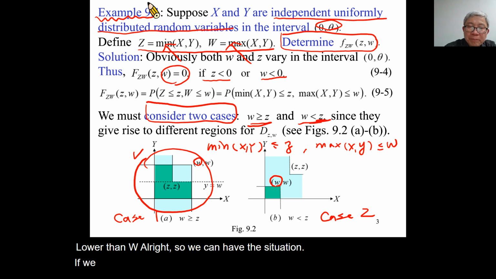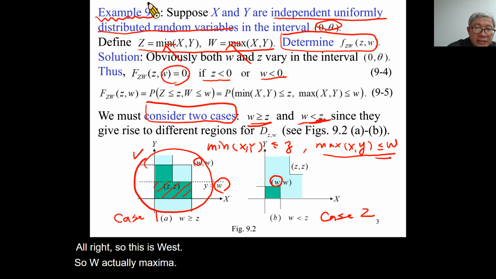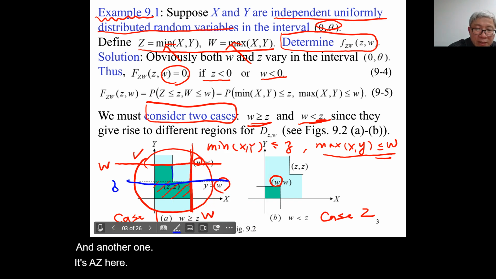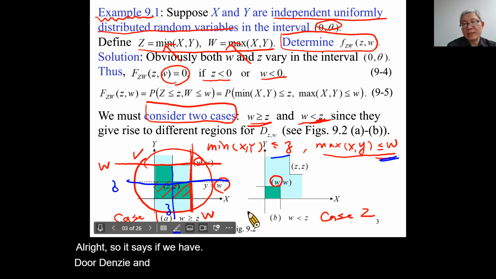Alright, so we can have the situation where we have the region here. Look at this. This is w, so w is actually the maximum. So w here and w here, and another one, it's z here. So it says we have the minimum lower than z and the maximum lower than w.